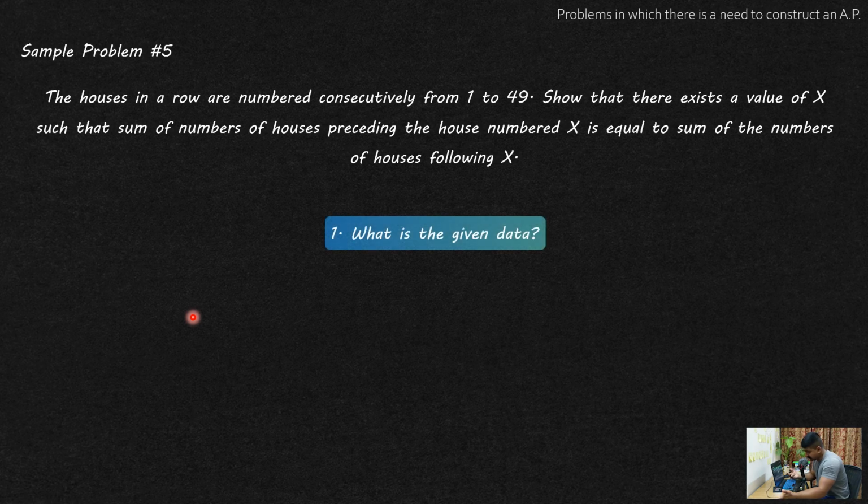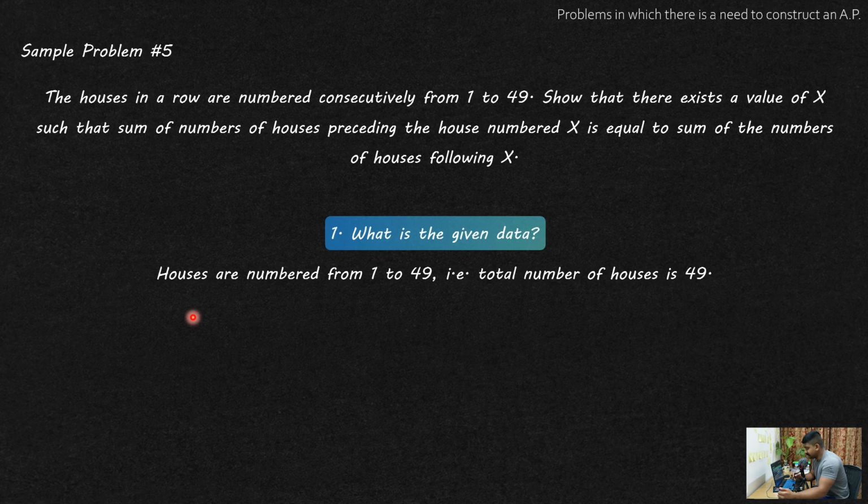Our first question, what is the given data? Houses are numbered from 1 to 49. That is, the total number of houses is 49.